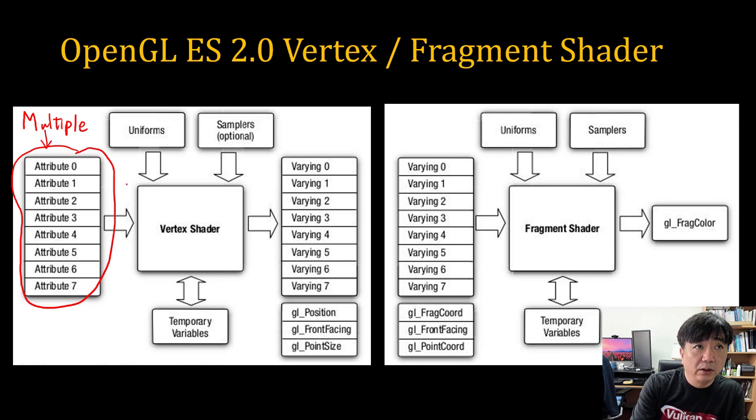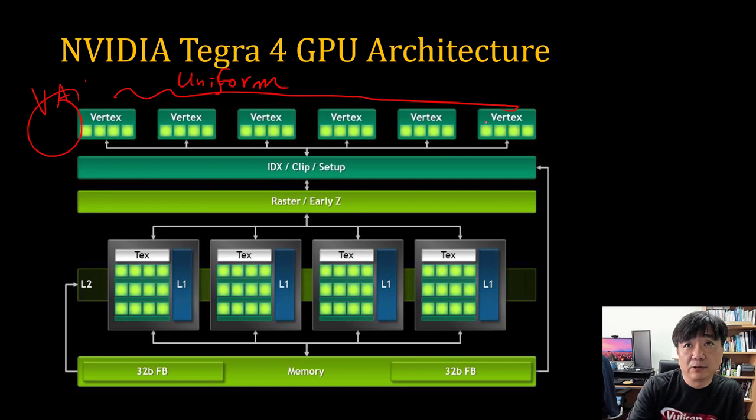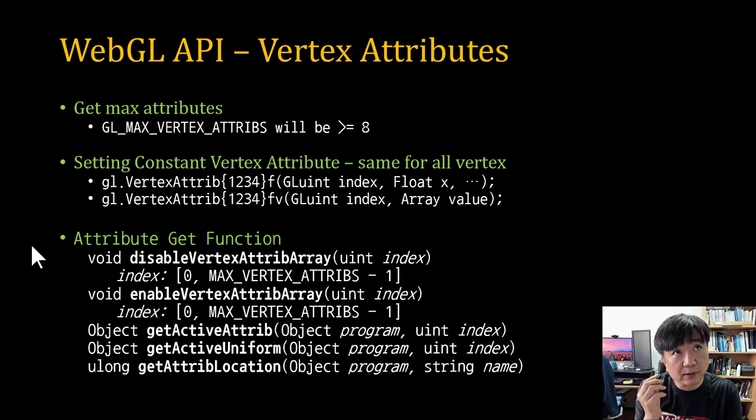A vertex attribute is a separate attribute value for each vertex. But a uniform is different. A uniform is a common variable. All vertex processing units use the same uniform, but they have different vertex groups, different vertex attributes: group 1, group 2, group 3, group 4, group 5, group 6. The different vertex attributes are used as input to each processing unit. So let's see how you can use the vertex attribute.